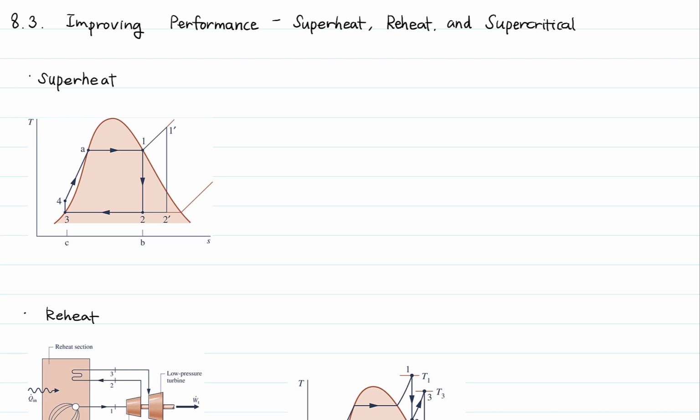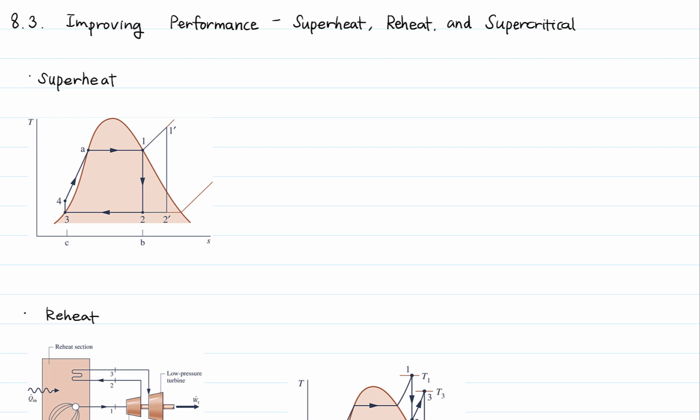8.3 Improving performance: superheat, reheat, and supercritical. We are going to discuss modifications to the Rankine cycle. The thermal efficiency of the Rankine cycle may be improved by increasing the average water temperature in the boiler. This can be realized by superheating the steam.